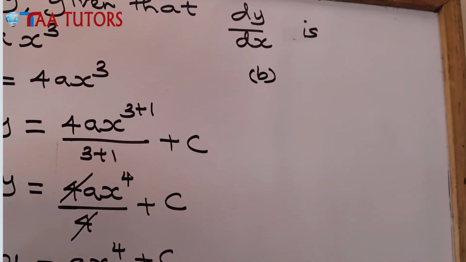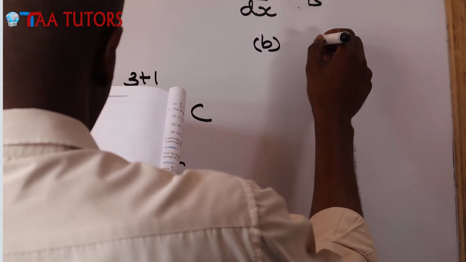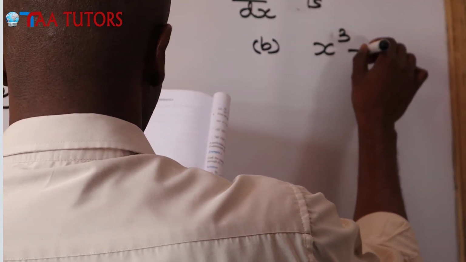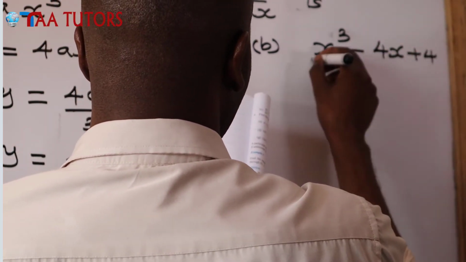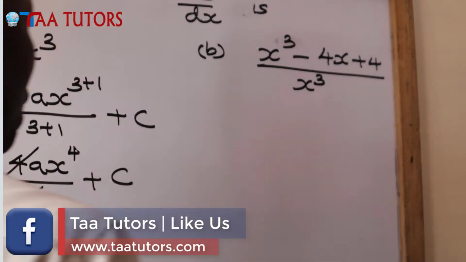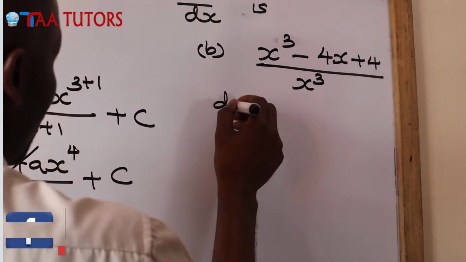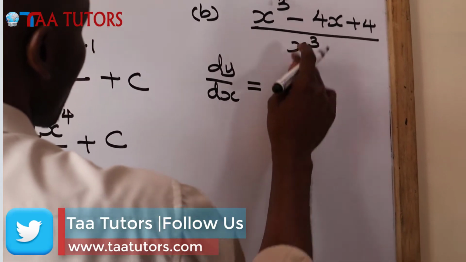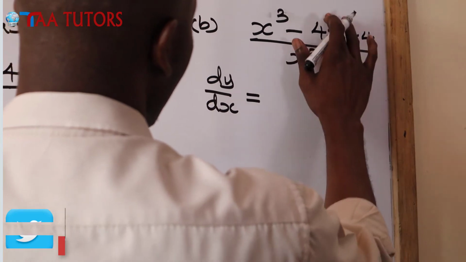b is x cubed minus 4x plus 4, everything divided by x cubed. Now we know that this is dy/dx, let me express this as such. I want to break every part because this denominator is for every term here.